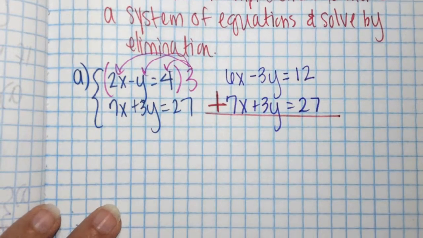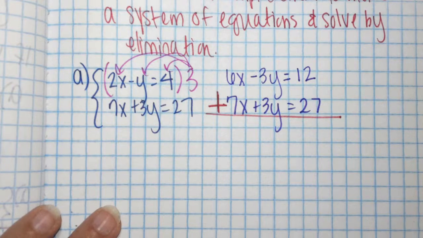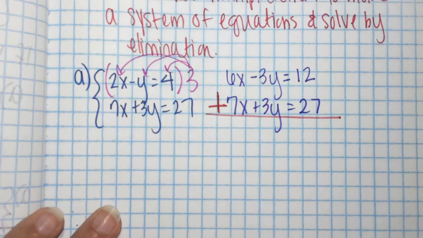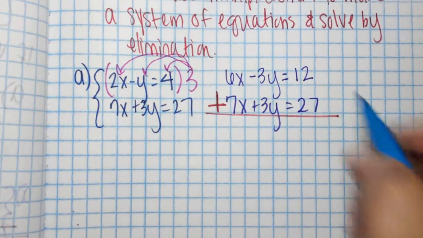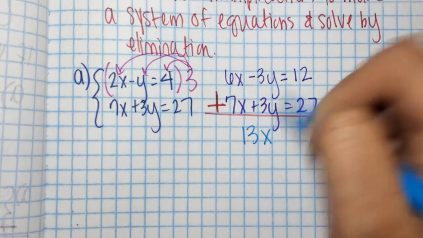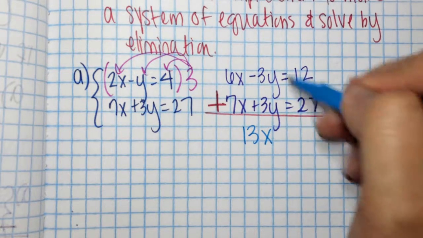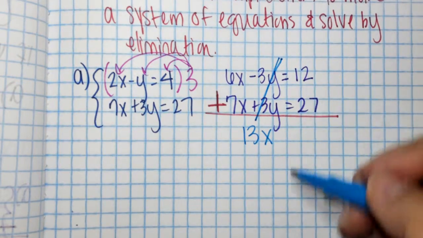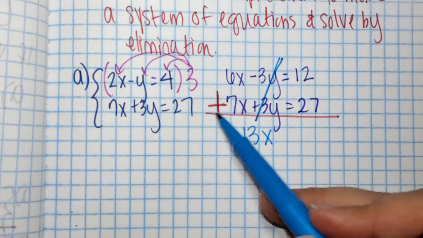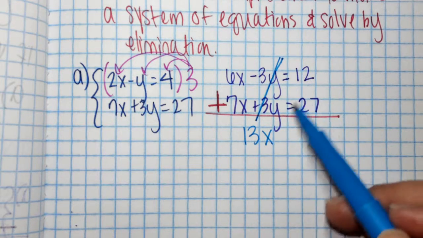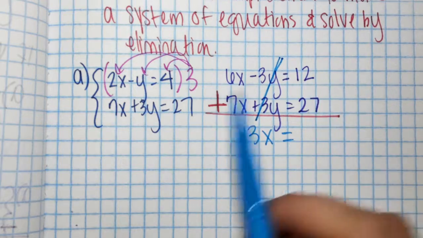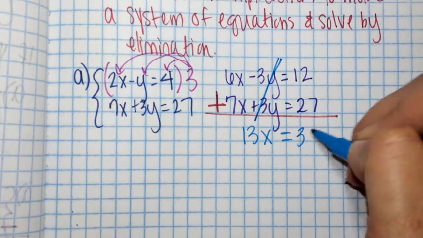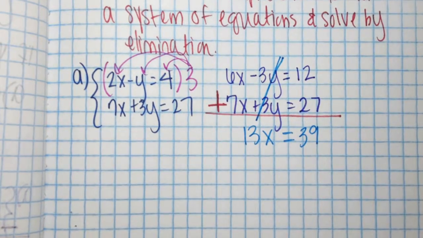Not everybody is as fast as you. Give people a minute to process. 6 plus 7 is 13x. Negative 3 plus 3 cancels. It's 0. And then 12 plus 27 is 39. And then 13.